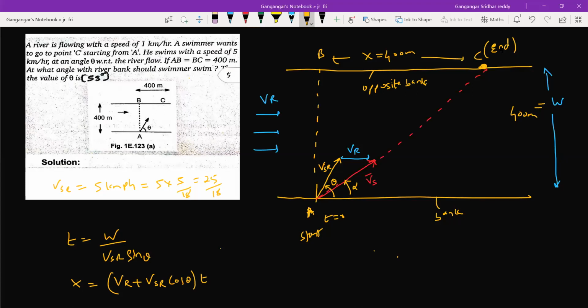The velocity of the swimmer with respect to the ground along the x-axis. So this is how I derived the condition. Velocity of the swimmer along the x-axis is the velocity of the swimmer with respect to the river along the x-axis, which is VSR cos theta, plus VR. So finally, what is VSX equal to?